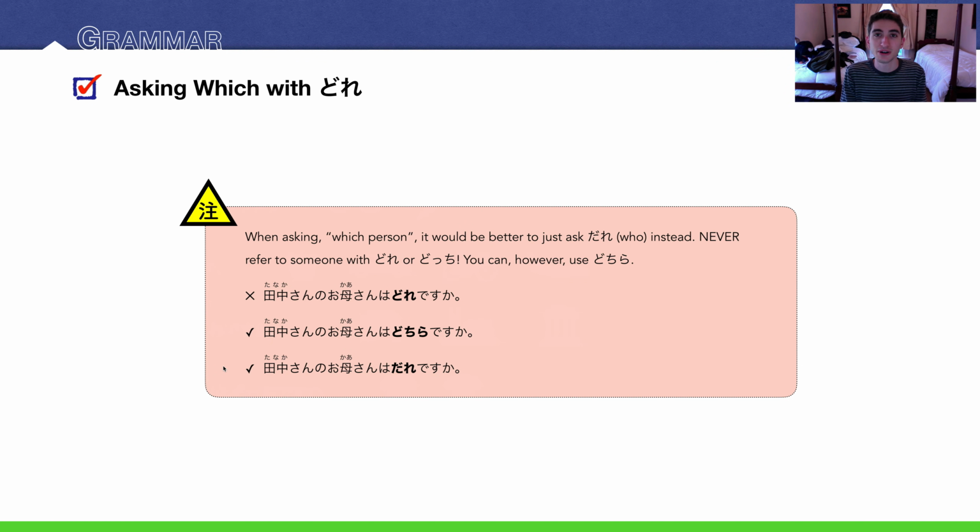And then you can also use the word for who. Tanaka-san no okaa-san wa dare desu ka? Okay, if there's a bunch of people in the room and you're asking to point out someone's mom, Tanaka's mom, dare desu ka? Okay, you can use that.